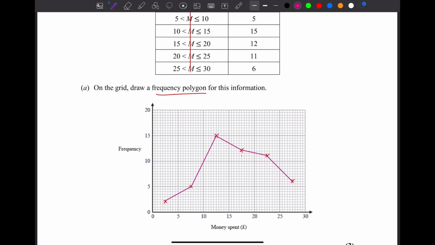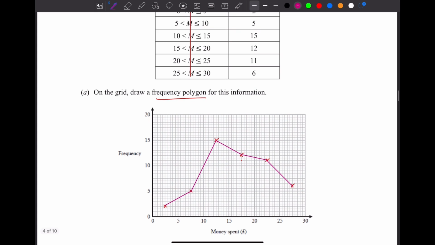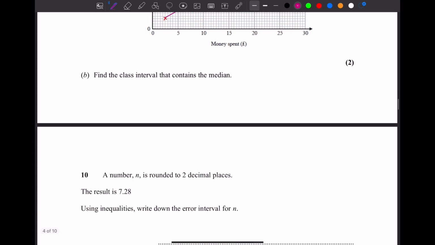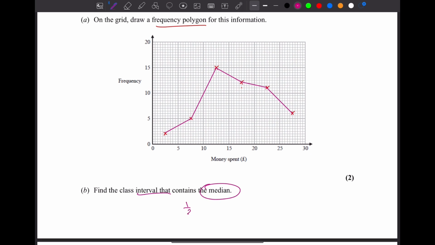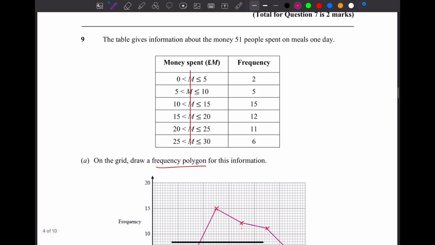There you go. That's it. Simple. Okay. Midpoint and then just plot the points. Okay. Straight line. Find the class interval that contains the median. Okay. Median, what's the formula? Half n. Half of what? The total number of data available.